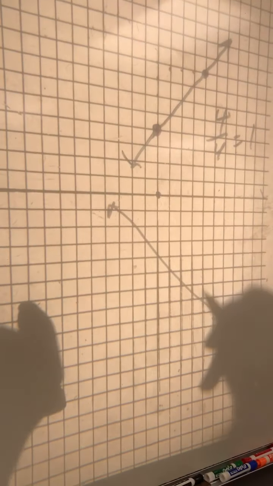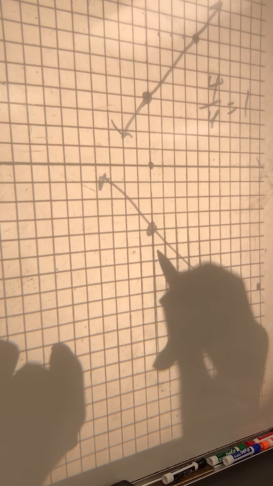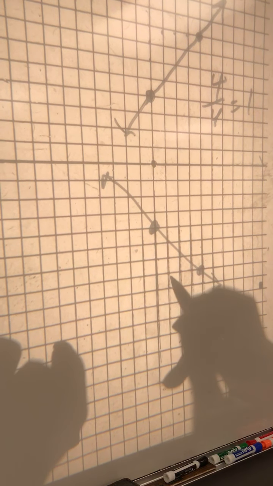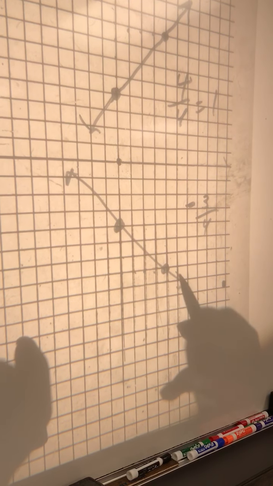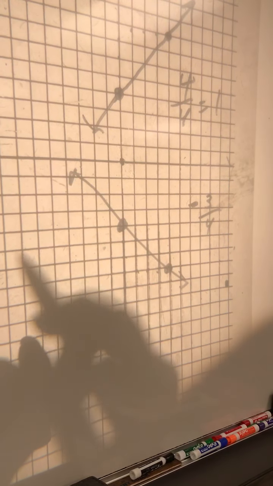Now, so far I've shown you going uphill. Suppose we're going downhill. All right, so let's say from this point to this point. I've gone down 1, 2, 3, and I've gone over 1, 2, 3, 4. So I have a negative slope, negative 3/4. I have gone down and to the right. So if you're going downhill, you have a negative slope. If you're going uphill, you have a positive slope.